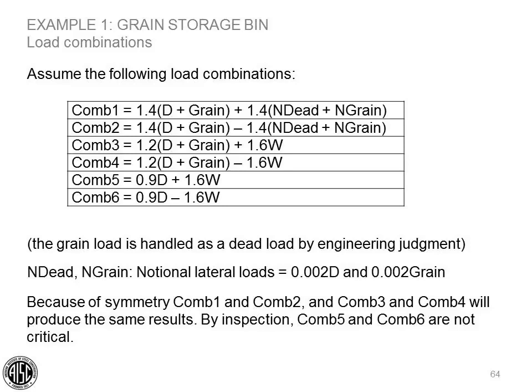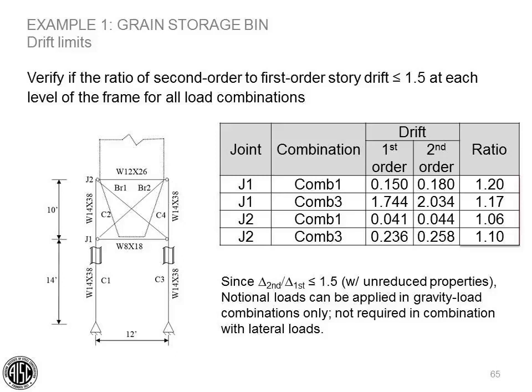Due to symmetry, combinations 1 and 2 and combinations 3 and 4 will produce the same results, so we'll only need to look at combinations 1 and 3. Also, by inspection, combinations 5 and 6 will not control. Now run a second order analysis and compare second order results with first order results. The maximum second order to first order ratio here is 1.2 with nominal unreduced stiffness properties, which is less than 1.5, so notional loads are not required to be added to lateral loads, and our previous assumption was correct.